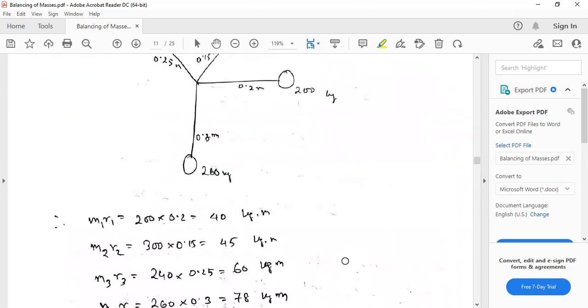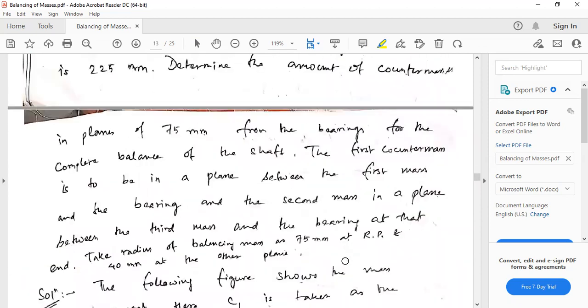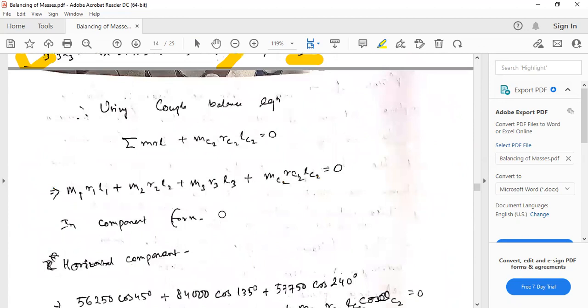Here you can see that in this problem we have done M1 R1 L1 plus M2 R2 L2 plus M3 R3 L3. These are the summations of all the forces. These plus MC2 RC2 LC2. This is what we have done, added to this one.